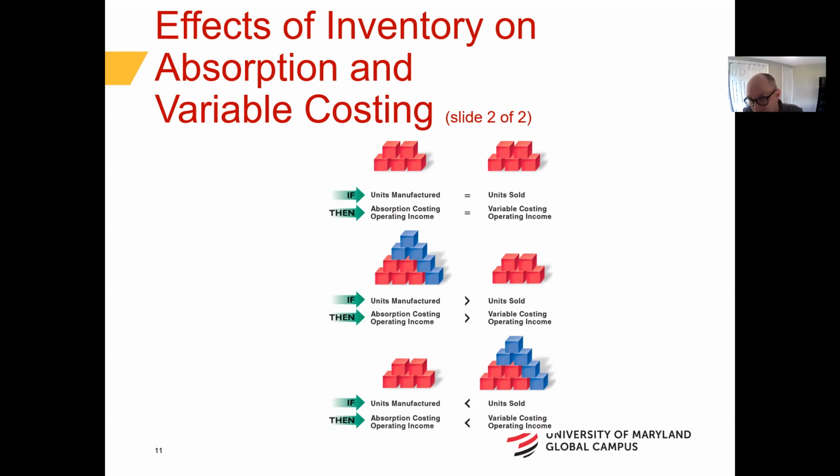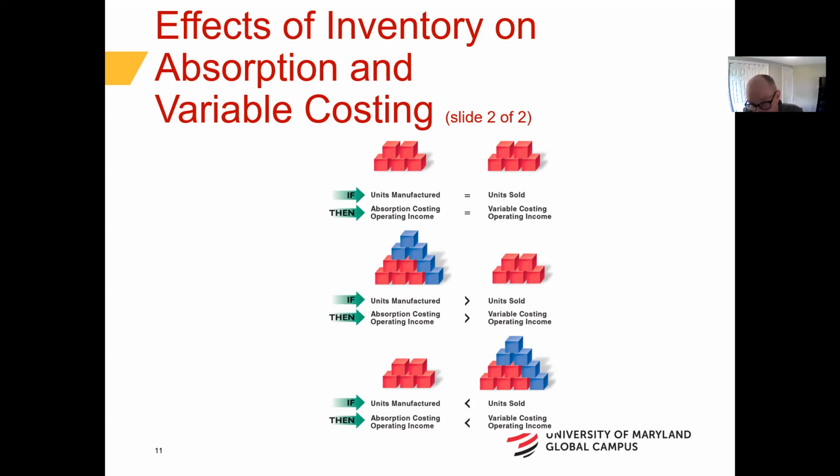Now, here's the nice graphical representation of this. If the units manufactured are the same as the units sold, this means that the absorption costing income is the same as the variable costing income. Okay, makes sense.